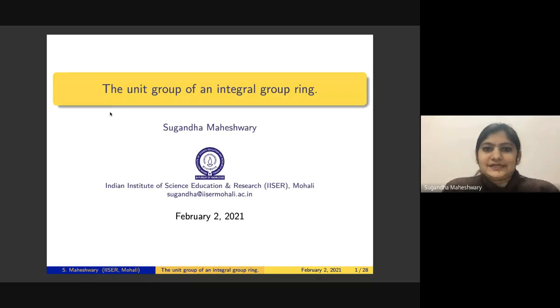So I'm very pleased to be presenting this work, the unit group of an integral group ring. My idea for this talk is to give an overview or a survey of the work which has been going on about this. This is not a complete compilation, but I'll try to touch almost all the aspects that I studied over the last 5 to 6 years about the unit group of this integral group ring.